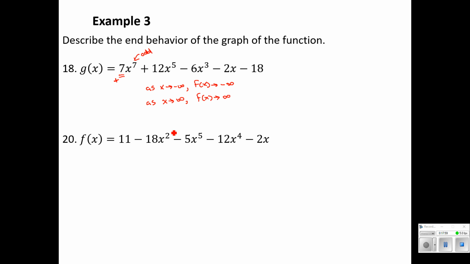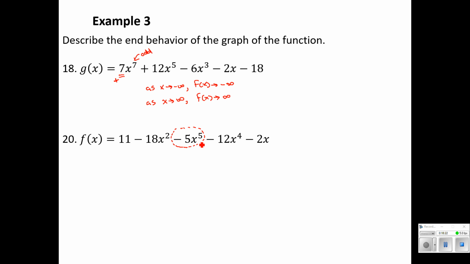All right, for number 20, here you want to be careful because it's easy to look at this and say, well, there's no x term here. What's that function doing? Maybe it's a constant function. It is not in standard form. Now, we don't have to go through all the work to write this out in standard form like we did in earlier examples. We just need to be able to pick out what that leading term would be.